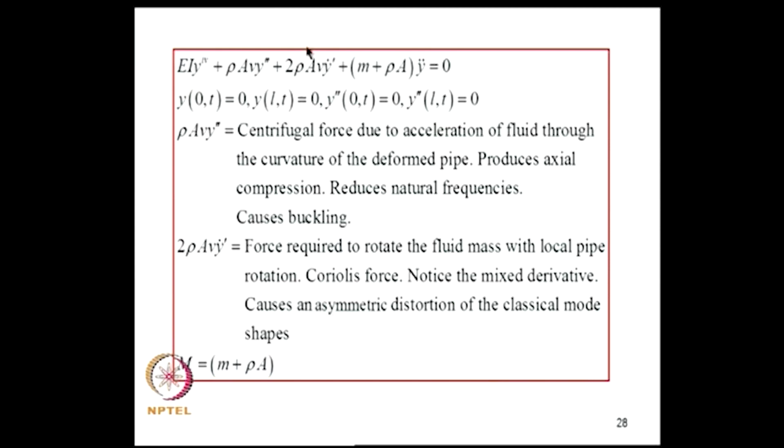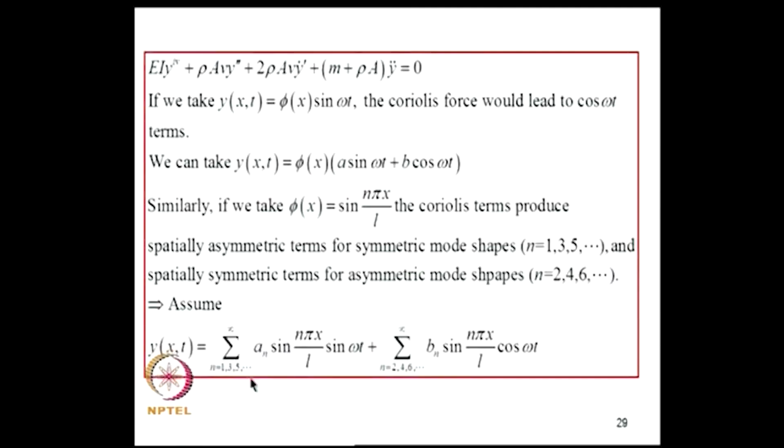This is also an interesting term. This is the force required to rotate the fluid mass with the local pipe rotation. This is the Coriolis force. You should notice the mixed derivative here. Y dot prime is actually the partial derivative, del square y by del x del t. So, this is a mixed derivative term which creates some interesting features in obtaining the solution. It causes an asymmetric distortion of the classical mode shapes. So, sin n pi x by L will not be the exact mode shape for this, as we will shortly see. Capital M is the mass per unit length that includes the mass per unit length of the pipe and the flowing fluid.